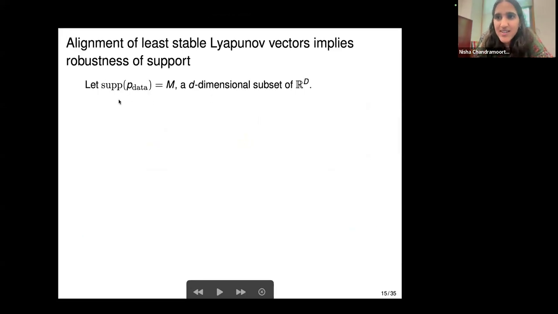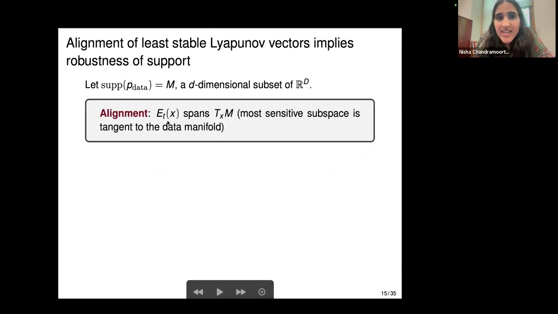So the first result in this direction that uses these most sensitive subspaces, I'm going to state it informally. For this, we will assume that the target distribution actually is singular. So it has a low dimensional support, which is denoted here as M, this manifold, and it is a small d dimensional manifold in R^D, big D. If the most sensitive subspaces are aligned with the tangent spaces of M, we will call such a generative model aligned. This only has to hold at time tau. Sorry, this is my bad: E tau should align with the tangent space of M. This is at final time tau.